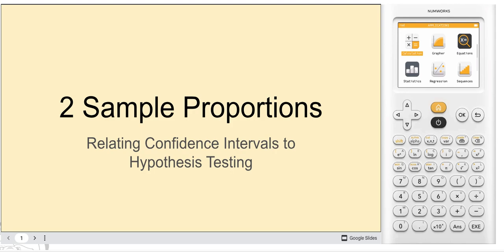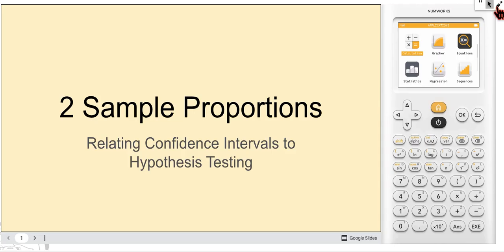Now we're going to review two-sample hypothesis tests. We're going to focus on proportions, but you could do the same thing with means as well as proportions. And the key part here is we're going to do some of this by hand, not by running the actual test through the calculators, so we can get a better understanding of the connection between confidence intervals and hypothesis tests.